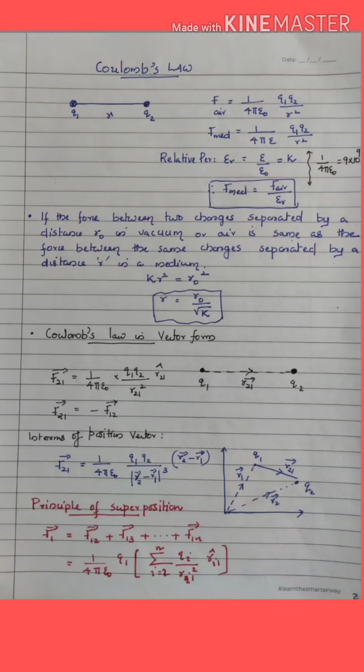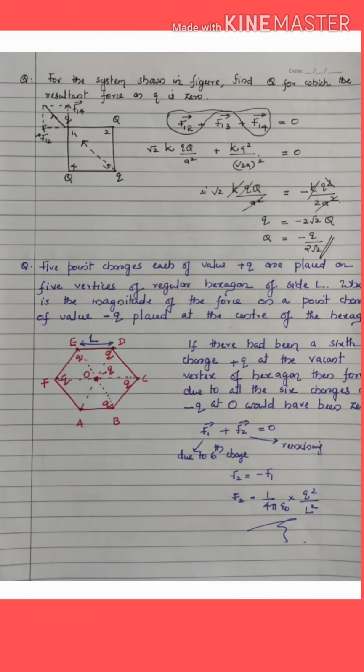In terms of position vectors, suppose Q1 has position R1 and Q2 has position R2, then we can write F21 equal to 1 by 4 pi epsilon 0, Q1 Q2 by the magnitude of R2 minus R1 the whole cube, into R2 minus R1. The principle of superposition: keep in mind, the force on one charge due to all others is easily found by taking the vector sum of individual contributions. It is a very important concept.